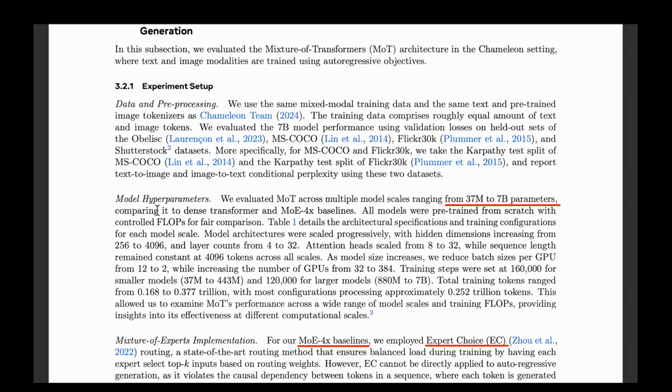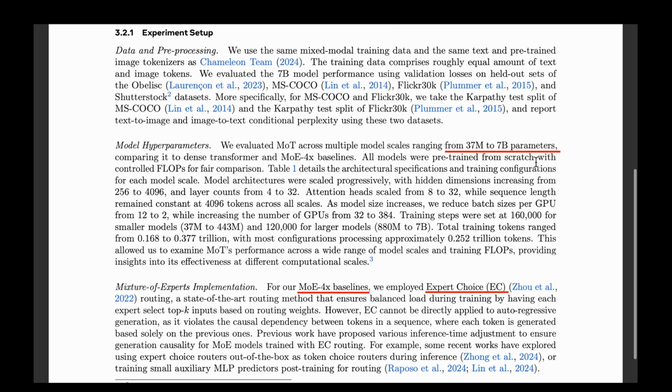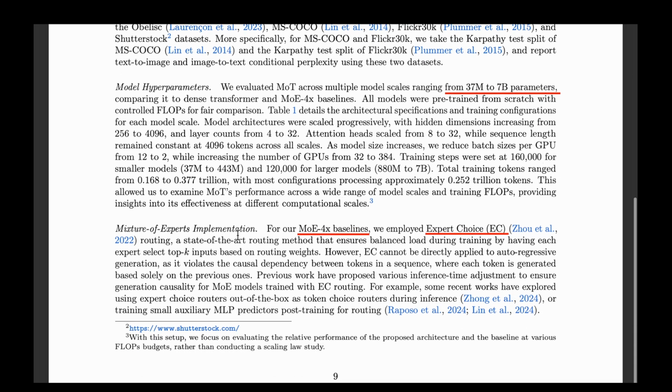And in terms of the model hyperparameters, they start with models as small as 37 million parameters and scale all the way up to 7 billion parameters. And for the mixture of experts comparison, they use expert choice, which is a state-of-the-art routing method that's used in the mixture of experts.